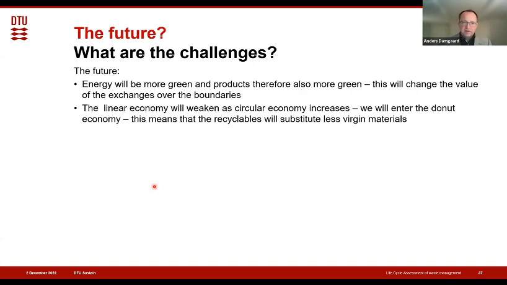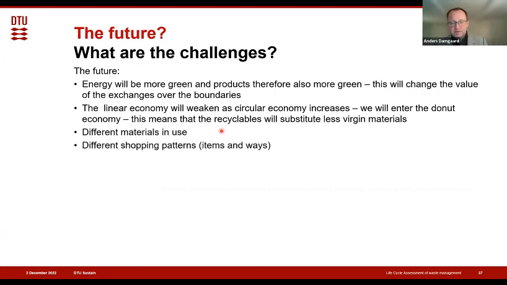The same goes for the linear economy, at least in Europe. What we're seeing is it will weaken. We are starting to see more circulation. This means that the value of the recyclables will substitute less virgin material and more recycled material. That again means the value of doing this might not be as high from an environmental point, but of course that should also mean we already have converted our system into a more recycled material.